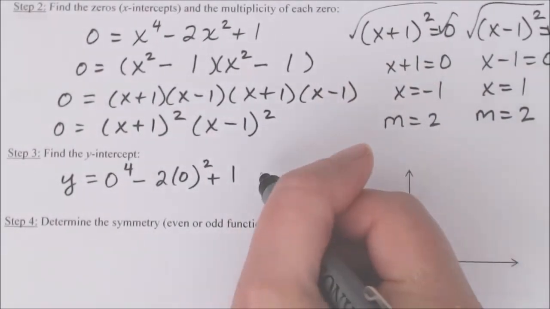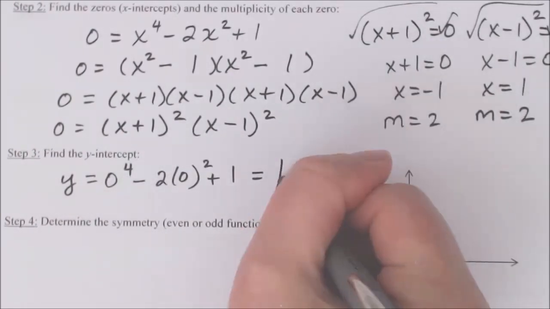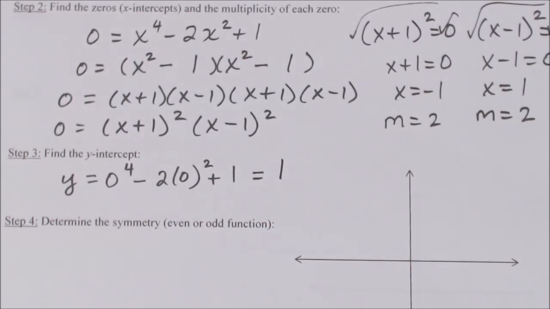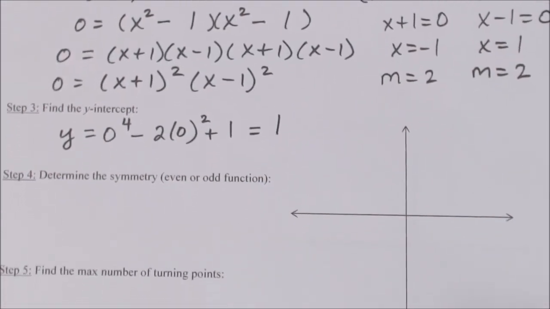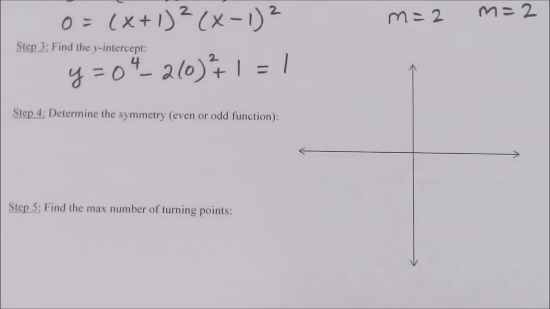And so that simplifies to 0 minus 0, of course, is 0 plus 1. So we get a y-intercept of 1. Step 4 is to determine the symmetry, whether or not this is an even or odd function or neither. Remember, it could be neither.